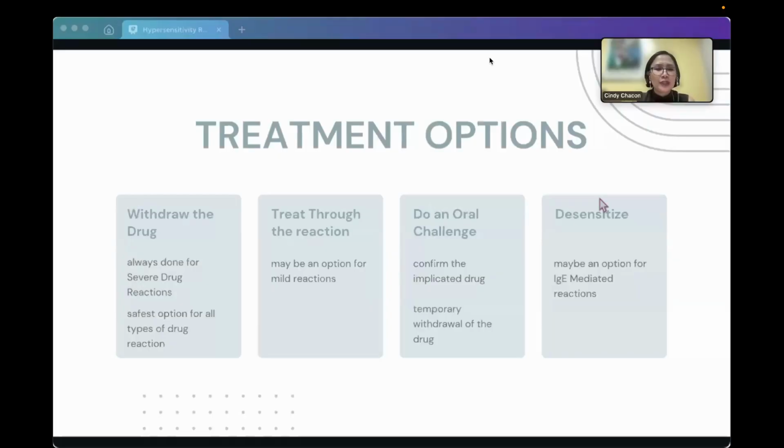So as mentioned earlier, withdrawal of the drug. I put this first because I think it's the safest option. Whenever it is possible, withdraw the drug. But mind you, again, the safest option may not always be the best option for patients.